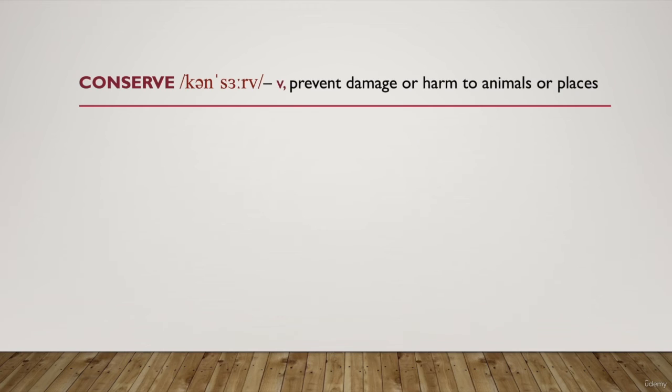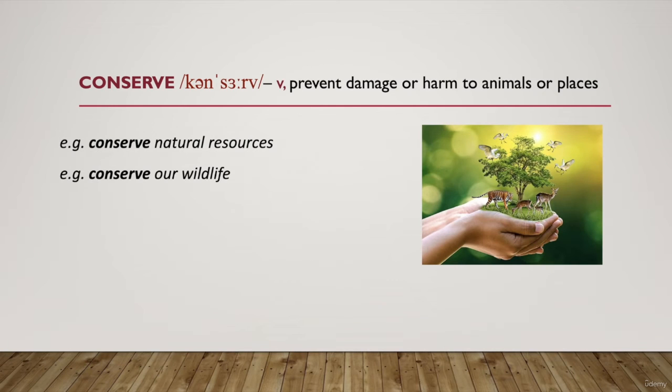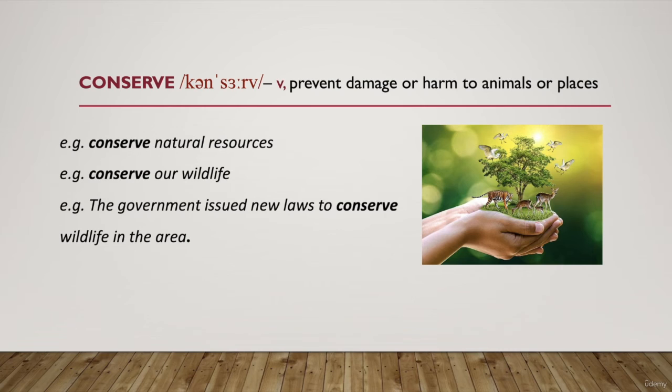Let's look at the next word, and it is conserve. To conserve means to prevent damage or harm to animals or places. Conserve is a verb. We can talk about conserving natural resources. So to conserve natural resources means to protect them, to prevent damaging them. We can talk about conserving wildlife. That means to protect animals and plants from being damaged. For instance, the government issued new laws to conserve wildlife in the area.